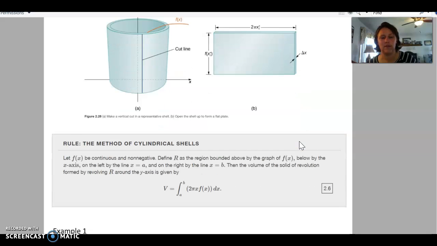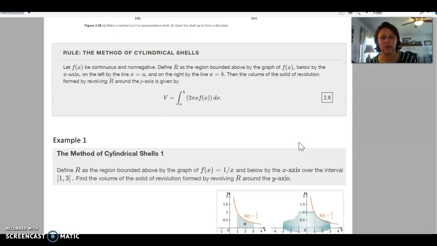All right, so all of that brings us to the rule, the equation that we are going to use. So, cylindrical shells. The equation is volume equals the integral from a to b. Again, remember that's on your x-axis, and you can see that in this definition where it's giving you x equals a to x equals b. So we're always going to be going along the x-axis to find our limits of integration. So from a to b of 2 pi x.